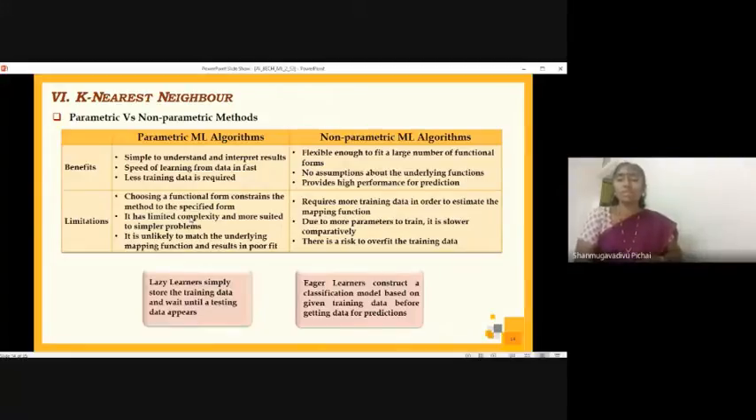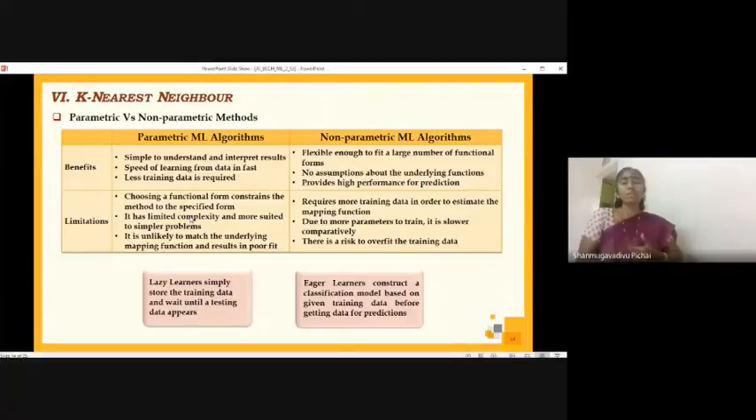So then what are the benefits of non-parametric machine learning algorithms? Here they are a bit complicated. They are flexible enough to fit a large number of functional forms. They are able to exhibit better functionality when compared to the parametric machine learning algorithms. Necessarily, depending upon the complexity and the nature of the problem, we must be able to distinguish and then appropriately select either parametric or non-parametric.